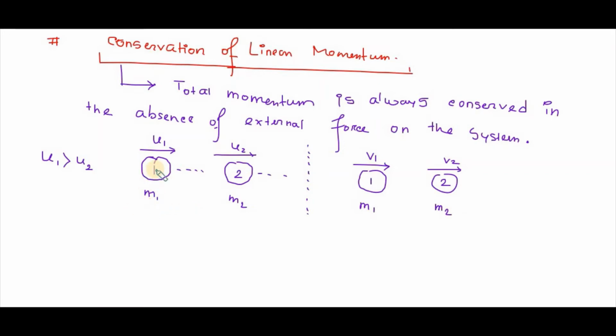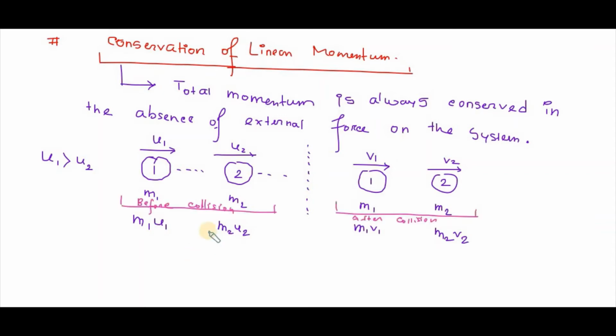Now the momentum of the first object before the collision we can represent as m1u1. Momentum of the second object before the collision is m2u2. Momentum of the first object after the collision is m1v1. Momentum of the second object after the collision is m2v2. So the total momentum before the collision is m1u1 plus m2u2, and the total momentum after the collision is m1v1 plus m2v2.